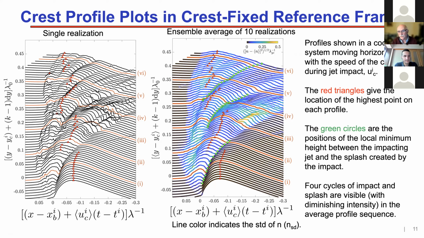We're able to see in this roughly 4 cycles of impact and splash with diminishing intensity in the average profile sequence. What this means, when you compare the individual one to the ensemble average, is that this whole motion has a very strong repeatable component to it. And on top of it, we have these small oscillations. But the basic structure of impact and splash up and impact and splash up exists in every realization. And at least at 10 realizations, the phase jitter in it is not enough to smooth it out very much.